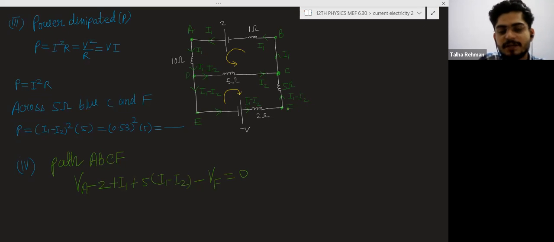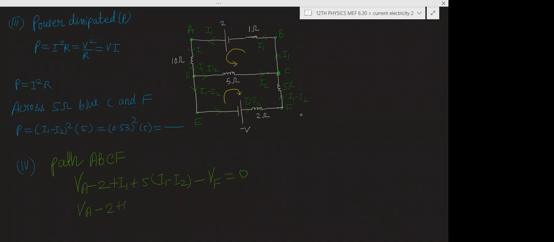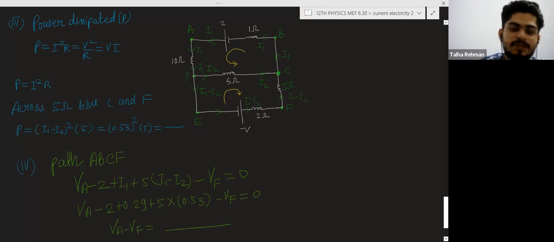From here you can find the potential difference between the point A and F. So all the things we have, I1 we have. What is the value of I1, Matthew? 0.29. Yeah, sir, 0.29. And this is 5 into 0.53. This is minus VF equal to 0. So you can now find VA minus VF. This calculation you can do by yourself. This is a simple calculation.